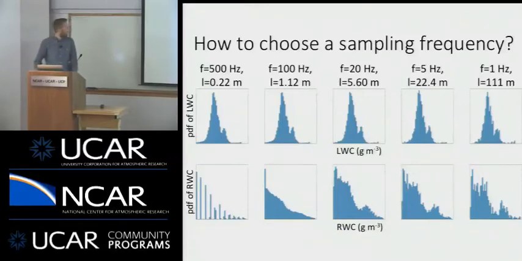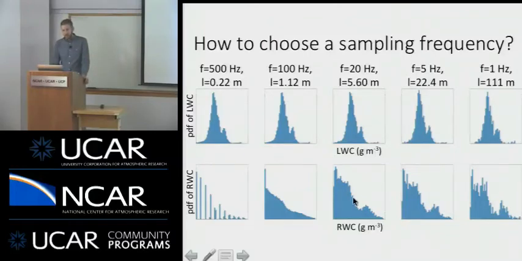What I'm showing here are PDFs of cloud liquid water on the top row and rainwater on the bottom row at various different sampling frequencies. Starting at the highest over here on the left, if we just look at the top row, we can see that as we go to increasingly coarse sampling, the shape of the PDF is fairly constant. It doesn't change very much. Maybe it gets a little bit jumpier or spikier at the lowest frequency, but overall the shape is fairly well defined no matter what.